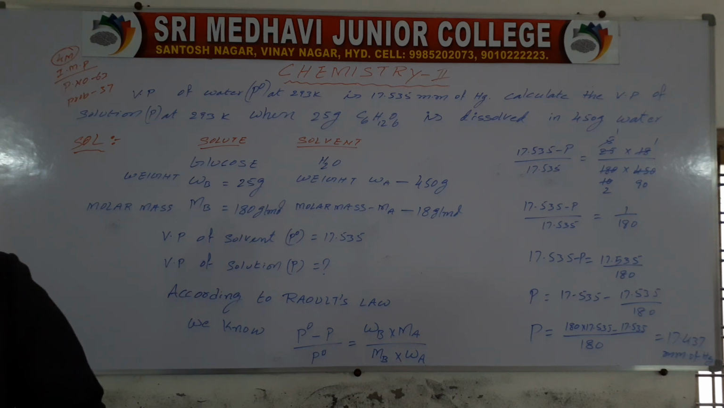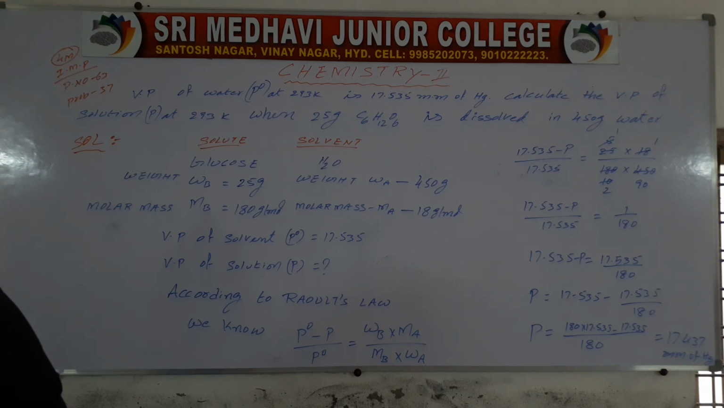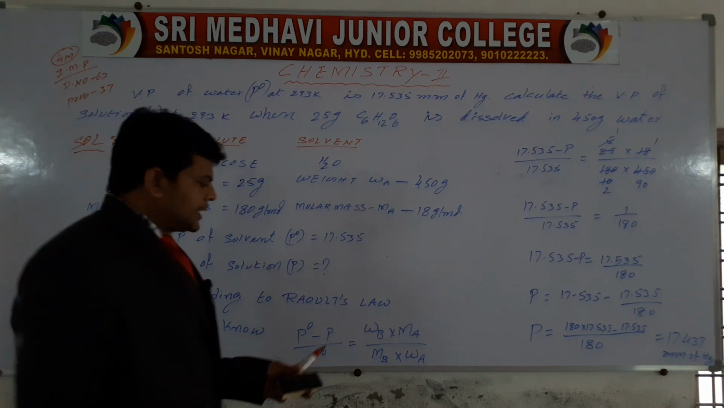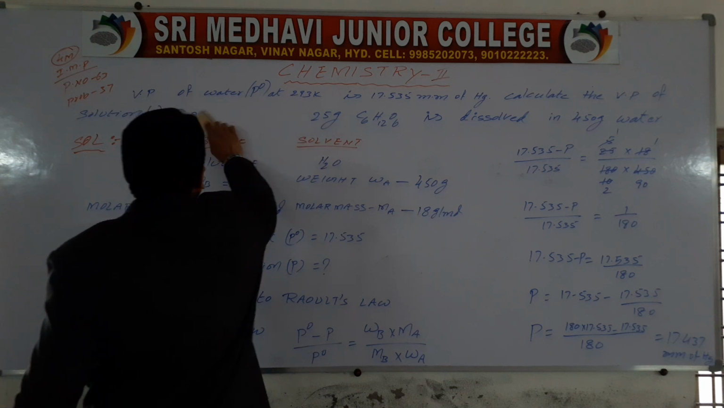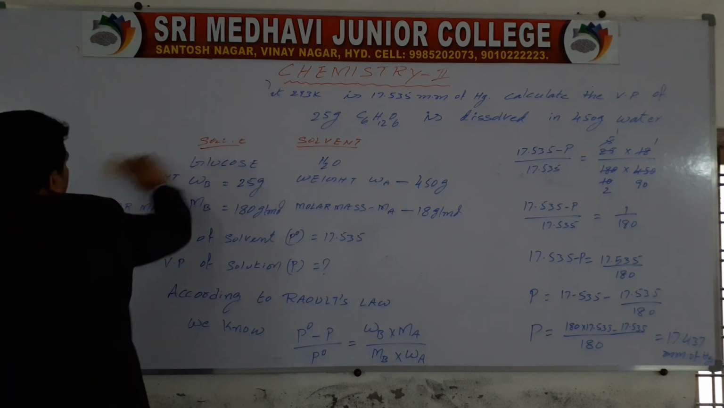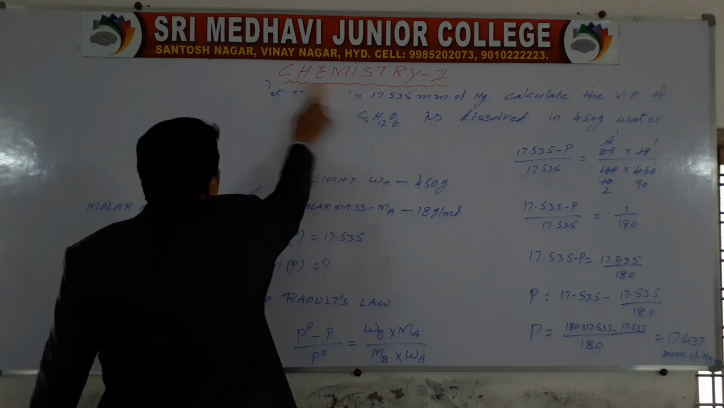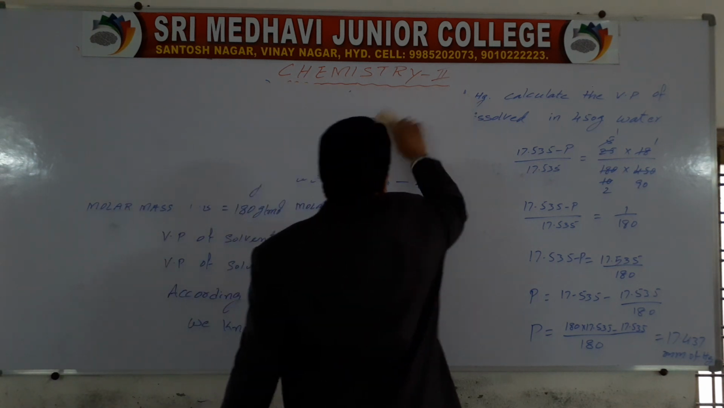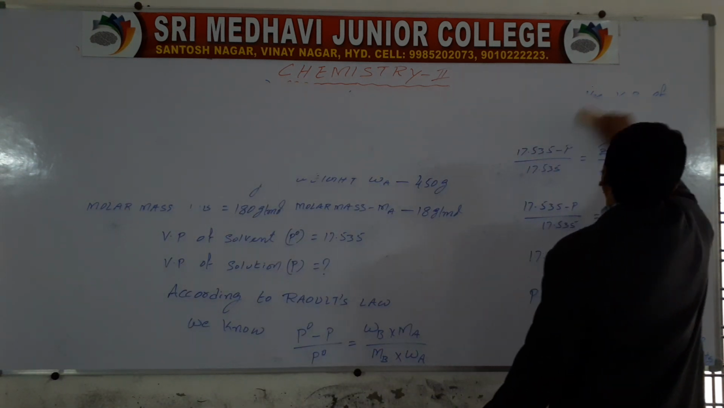Then we go for the next colligative property, elevation of boiling point. Relative lowering of vapor pressure is over. Next we are going to discuss elevation of boiling point. First of all, you should know what is boiling point.